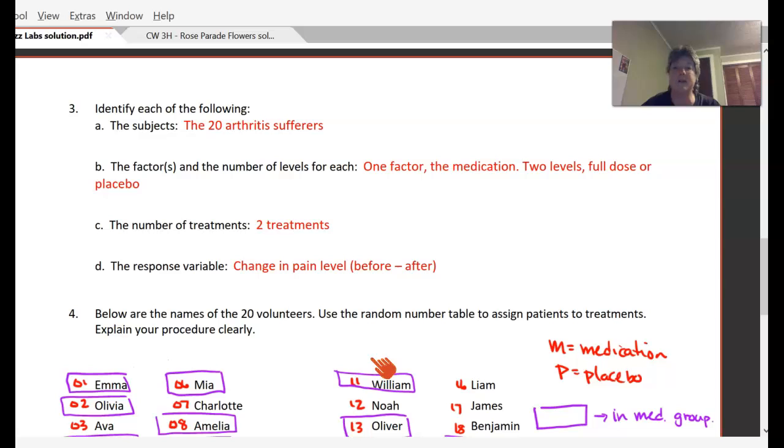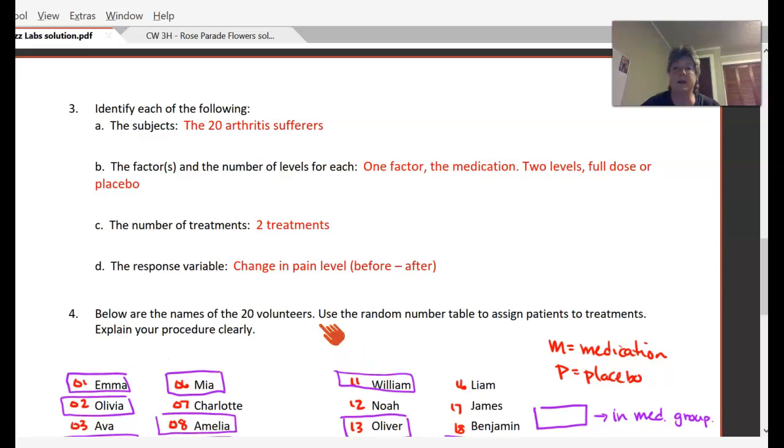And then the factors here, there's only one factor. So there's only one decision we need to make for each individual in this experiment. And that decision is, do they get the actual medication or do they get the placebo? So there's only one factor because there's only one decision I need to make. And there's 2 levels because they're either going to get a full dose of the medication or they're going to get a placebo. So in this case, the number of treatments is going to be the same as the number of levels. And that will often be the case. If you only have one factor, the number of levels and the number of treatments will be the same.